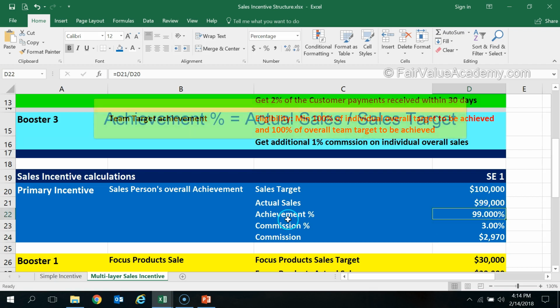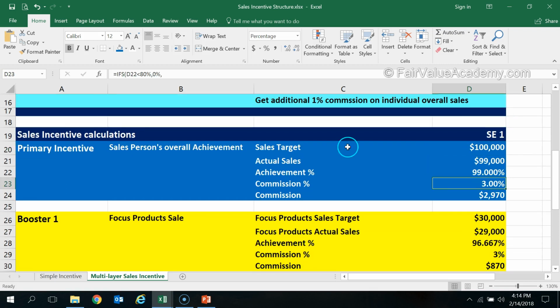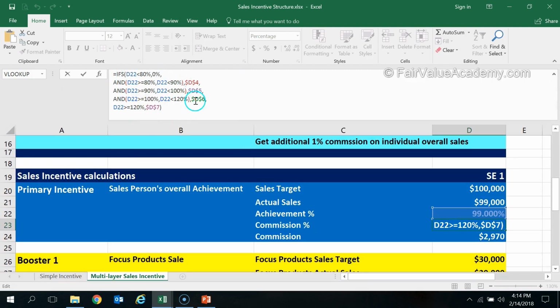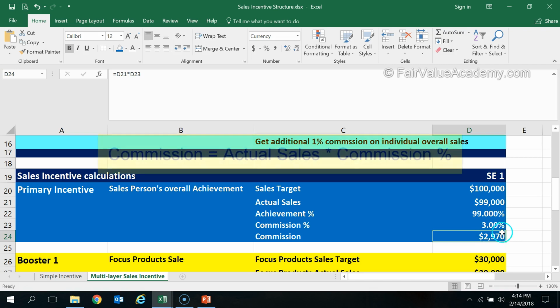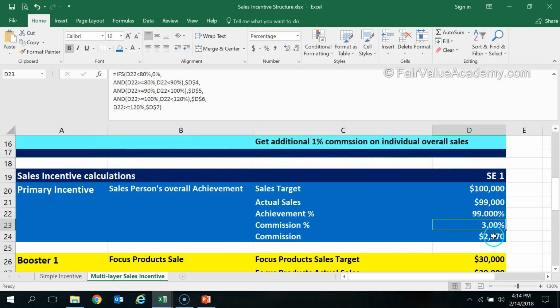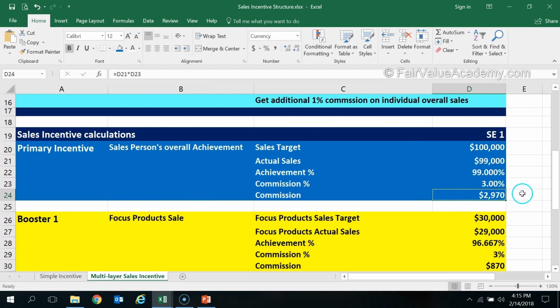So here the achievement percentage formula is very simple. It is actual divided by sales target. This particular commission structure is what we learned in the previous session, and if you want to understand this, please go through the first two sessions of creating simple sales incentive structure, where I have explained it in detail. So we will not go through that once again. And the actual commission calculation is nothing but multiplication of actual sales achievement and commission structure. So this is how we calculate the commission for the first part, which is pretty simple. This we have already learned how to do, so I'm not spending much time here.